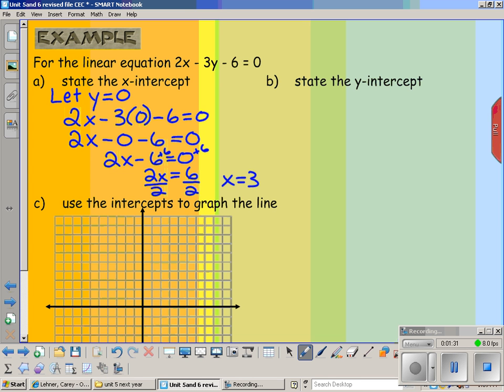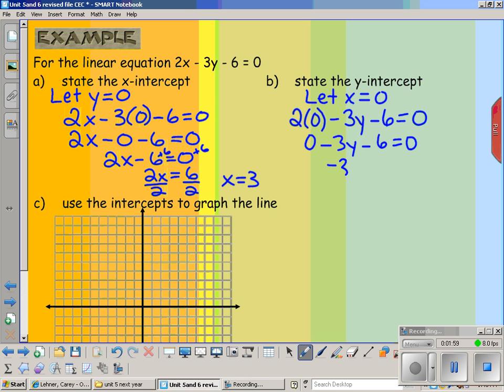Now we want to state the y-intercept. And if you think about what the y-intercept is, it's where the graph crosses the y-axis. At that point, x is 0. We want to let x equal 0. So we have 2 times 0 minus 3y minus 6 equals 0. 2 times 0 is 0. So we have minus 3y minus 6 equals 0.